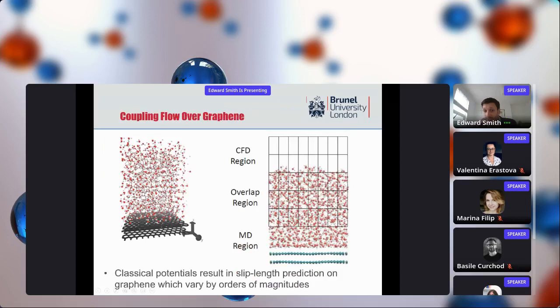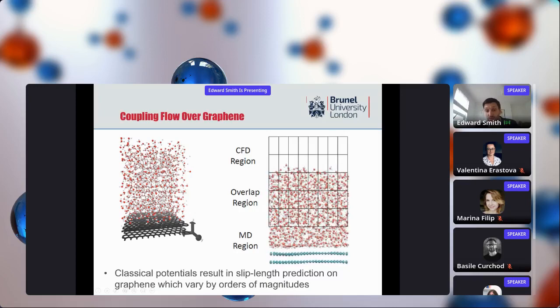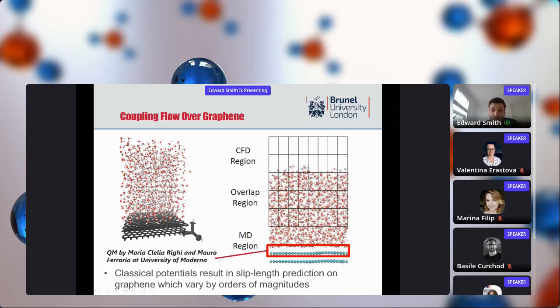Another application that we were looking at was basically coupling a flow over graphene. Now, classical potentials typically have slip lengths that may vary by orders of magnitude, depending on which one you use. In continuum mechanics, it's very, very difficult to model this. So one area we were looking at using QM detail was basically putting that within just this first layer here in order to improve those graphene-water interactions just at that surface, and then putting that into larger scale simulations.